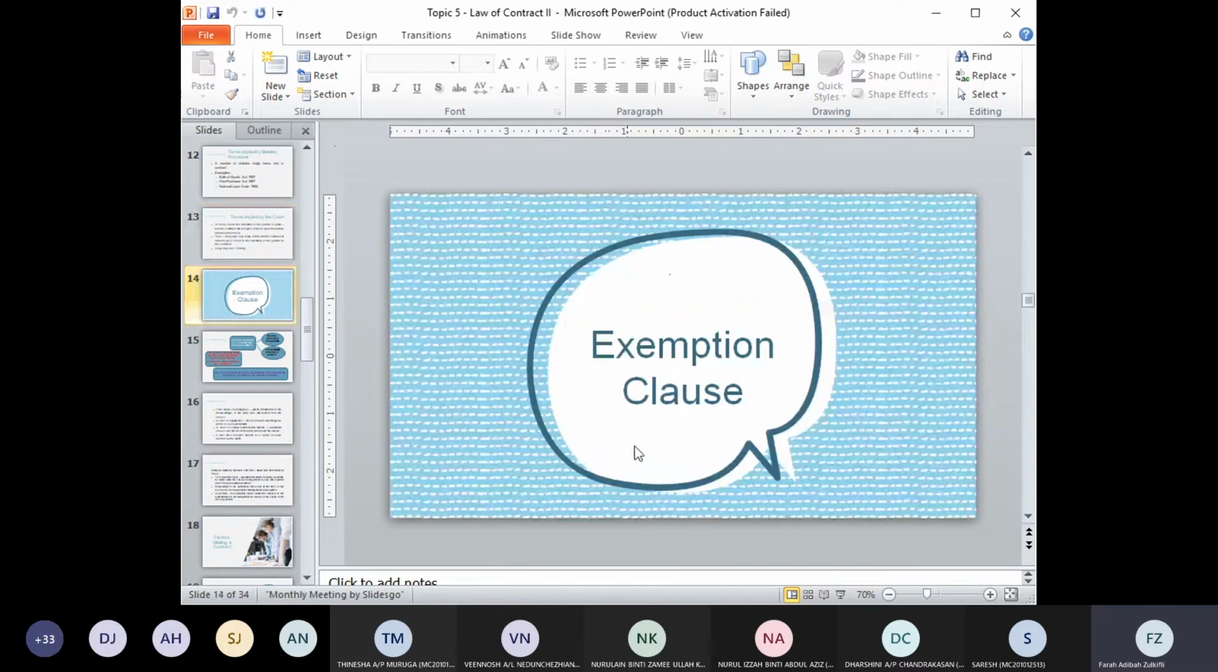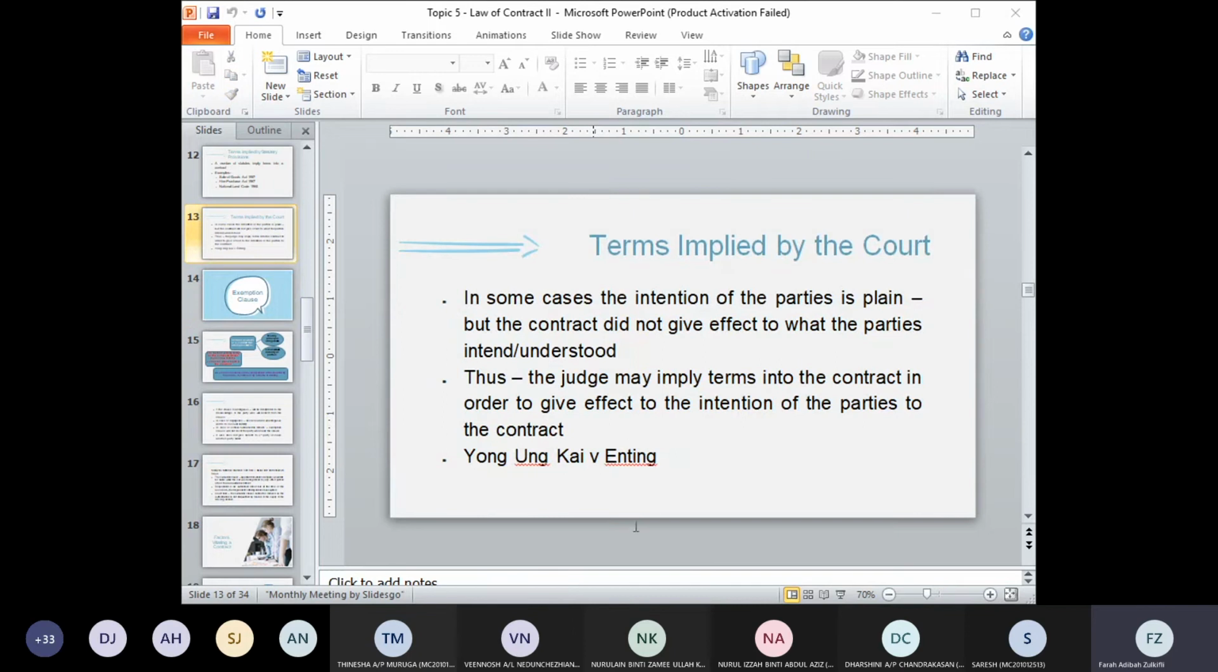Like in this case of Yong Ong Kai and Enting. This is the case where the defendant entered into a written agreement with the plaintiff. The defendant signed an agreement with the plaintiff for sale of timber on land. Enting is the defendant, so Enting is the one to sell timber, to sell kayu balak. The timber is situated on a land where a tribe has communal customary right. So the kayu balak, the timber, is actually on a customary land.